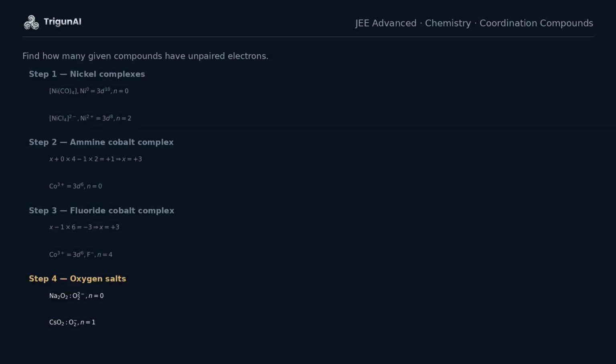Sodium peroxide contains peroxide ion, in which all molecular orbital electrons are paired, so it is diamagnetic. Cesium superoxide contains superoxide ion, which has 1 unpaired electron, so it is paramagnetic.